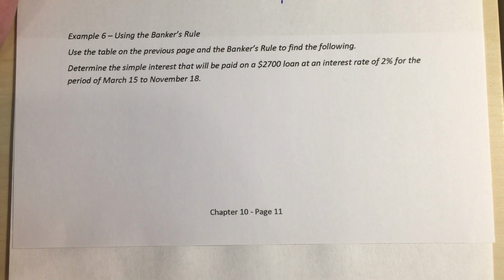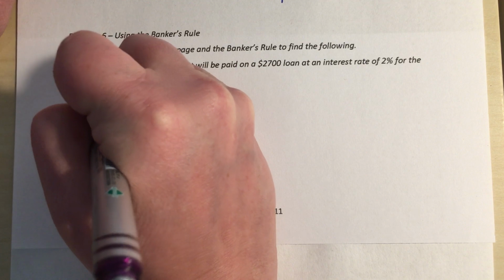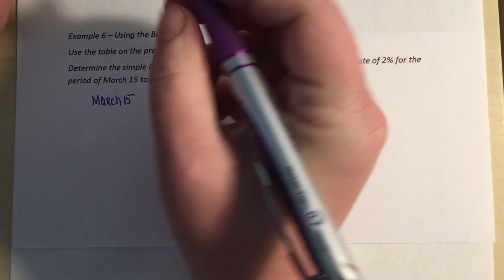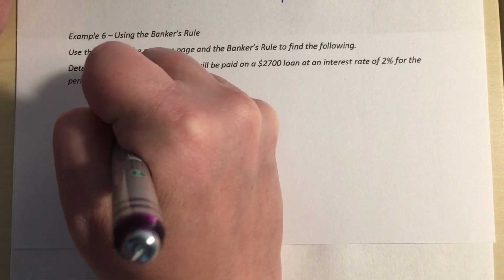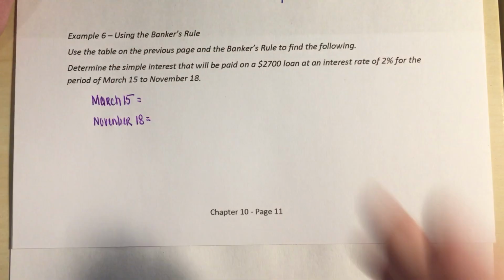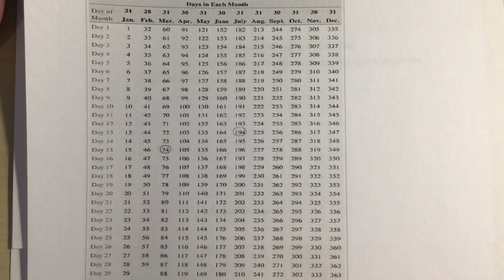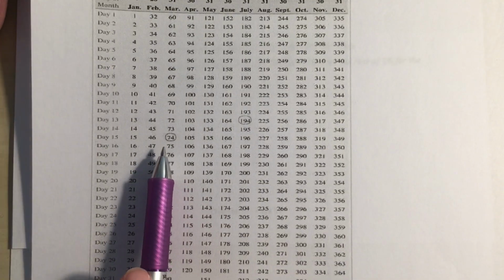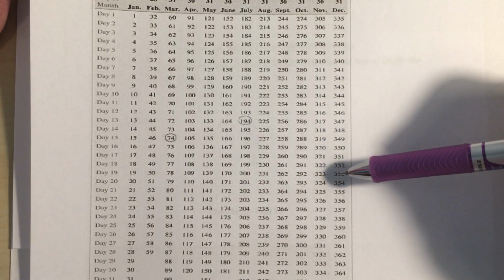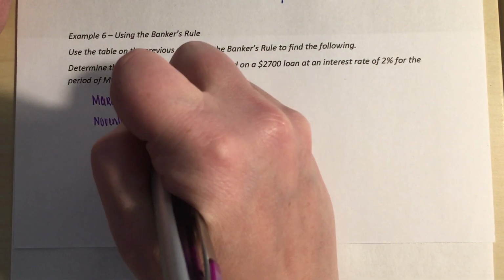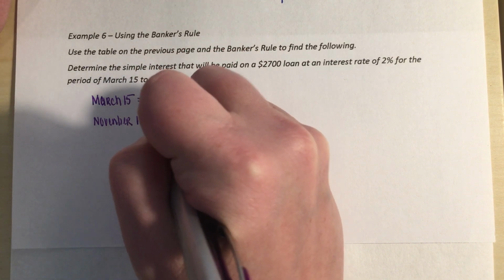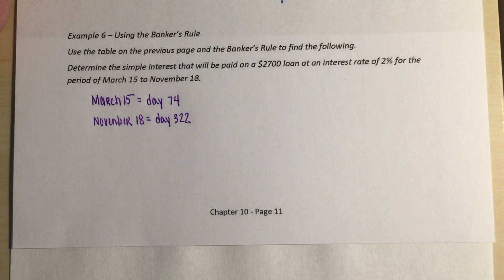All right, so the first thing that we want to do is go to the table that we just used for our previous example, and we're going to look up our different days. March 15th and November 18th. Going to our table, March 15th is actually the day that was circled in here, which is day 74. Then November 18th, all the way over, go down to 18. Looks like it's going to be at day 322. So we are going from day 74 to day 322.